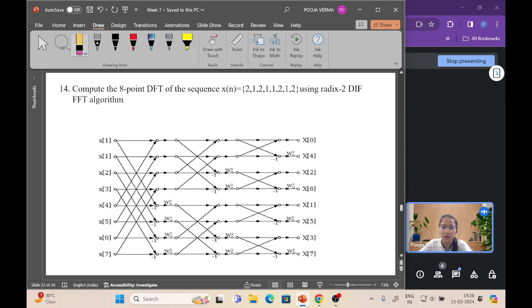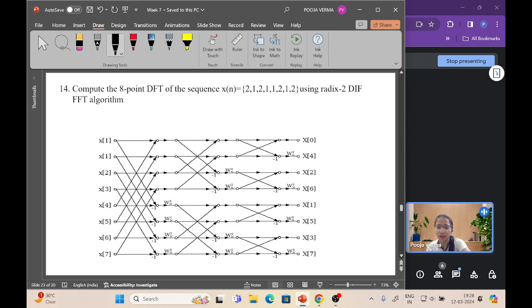This is also the DIF butterfly diagram. The next question is: compute the 8-point DFT of the sequence given, x of n is equal to 2, 1, 2, 1, 1, 2, 1, 2, using radix-2 DIF FFT algorithm. Here the sequence is already given, so it is a DIF, so the input sequence is in the same order and the output is in bit reversal order. It is also the exact opposite of the DIT algorithm.